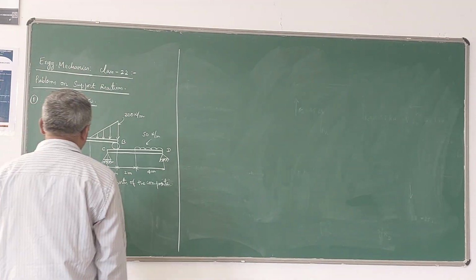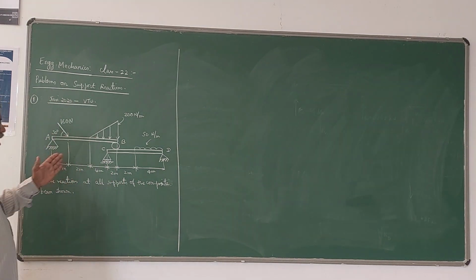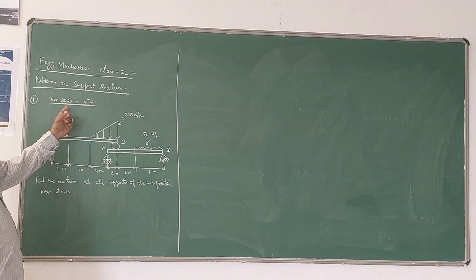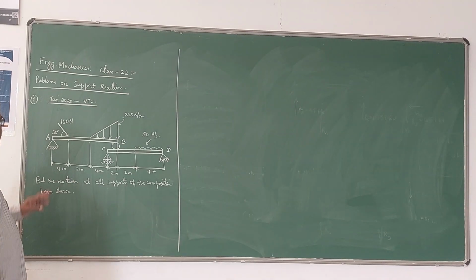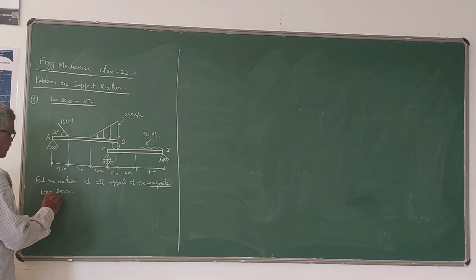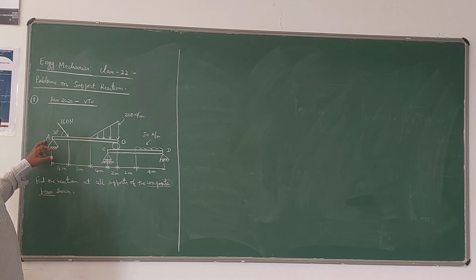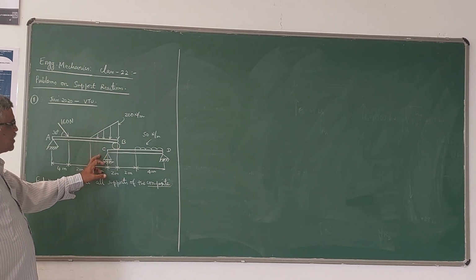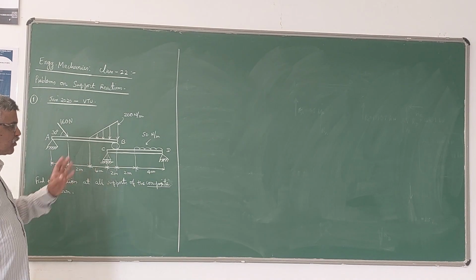Now in this class, I have taken a problem from the January 2020 VTU question paper, which is a composite beam. Composite beam means one beam is resting on another beam. Here you can see AB is one beam which is resting on another beam CD. So both are simply supported beams.